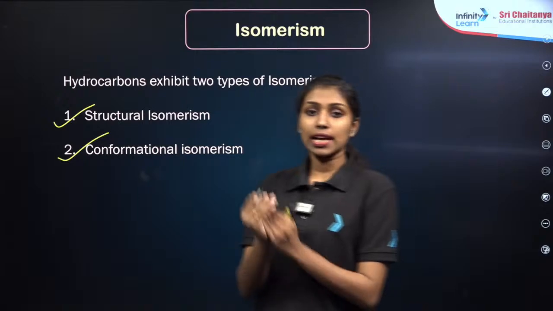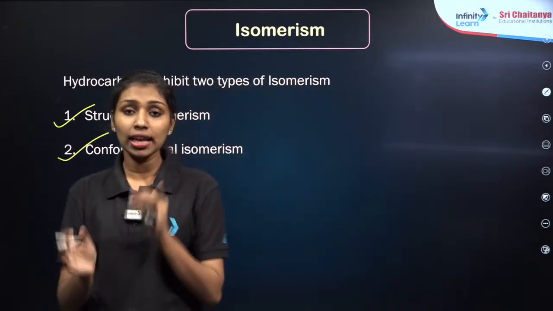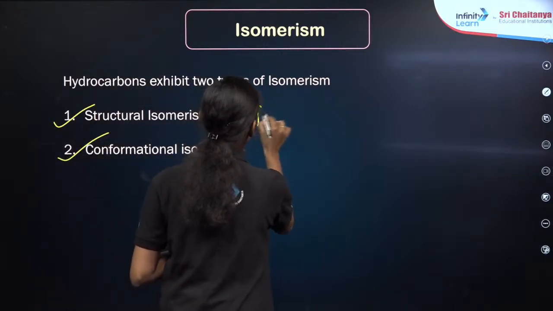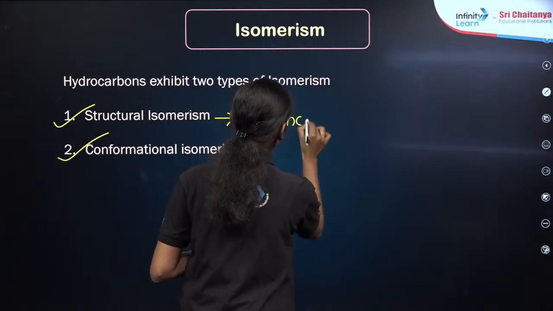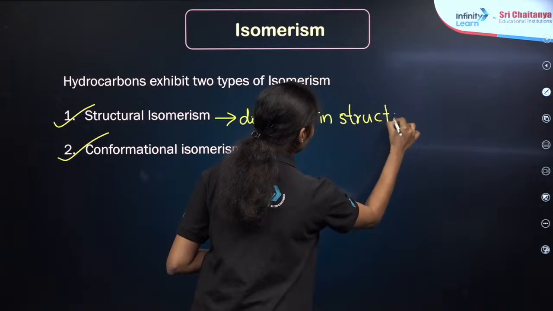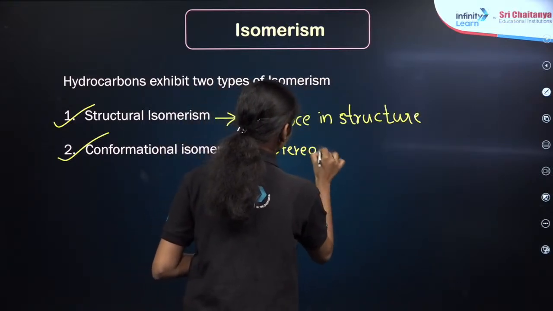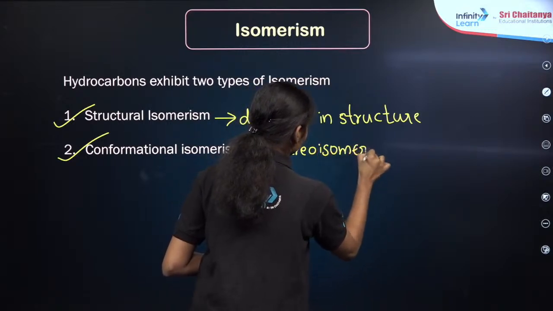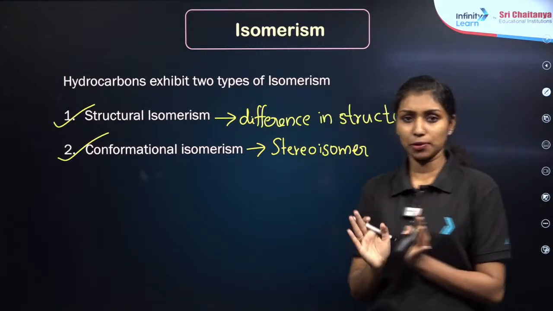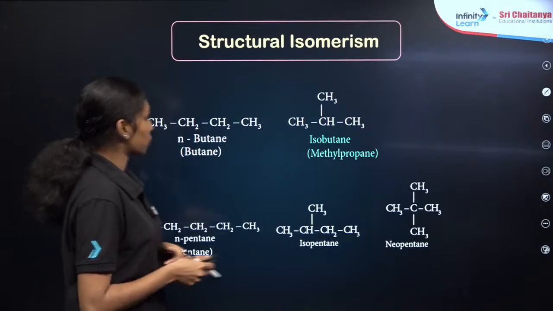So in the case of structural isomerism, isomers are the compounds having the same molecular formula but different structures, right? Difference in the structures. Then what about conformational isomerism? Any idea? Right? Conformational isomerism is a type of stereoisomerism. We can see it in detail. So let's start with structural isomerism.